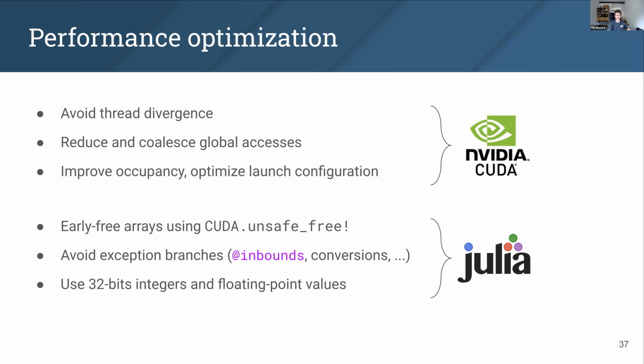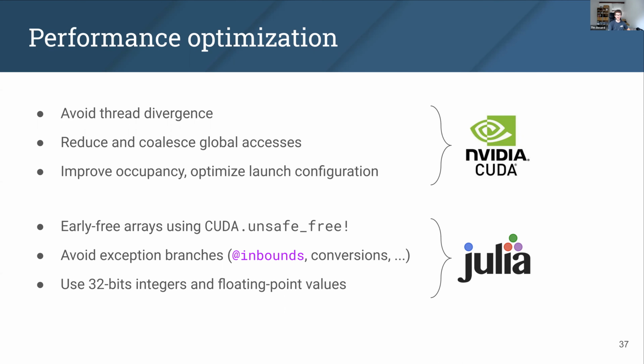A similar thing to be wary about is that in CUDA C, all integers and floating point values by default are 32 bits, while in Julia, they typically are 64 bits. And GPUs, or at least consumer GPUs, don't perform that well when using 64-bit values.